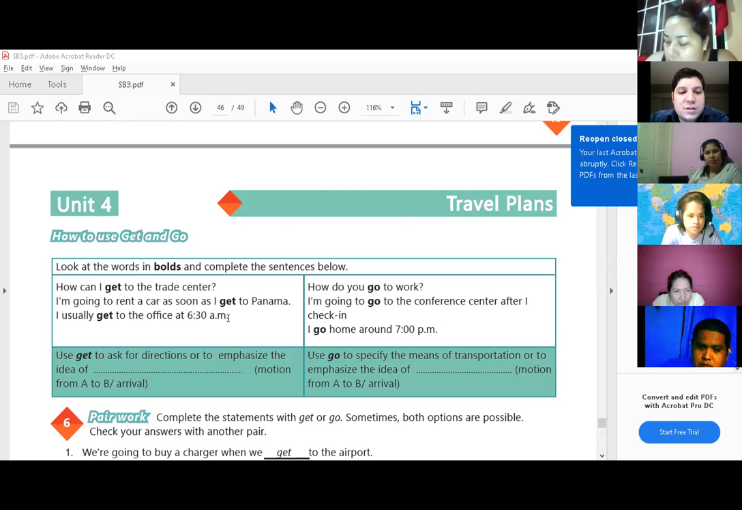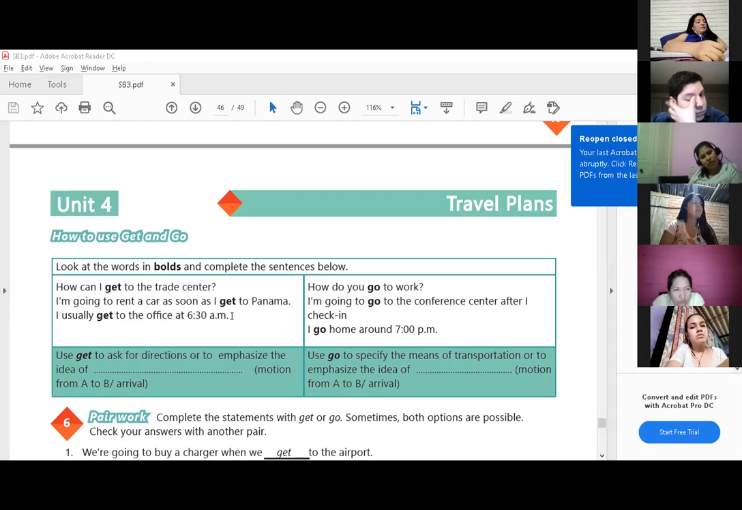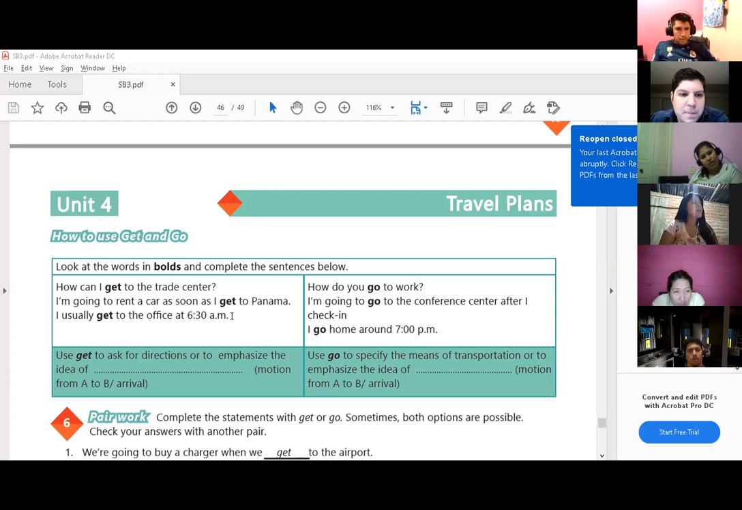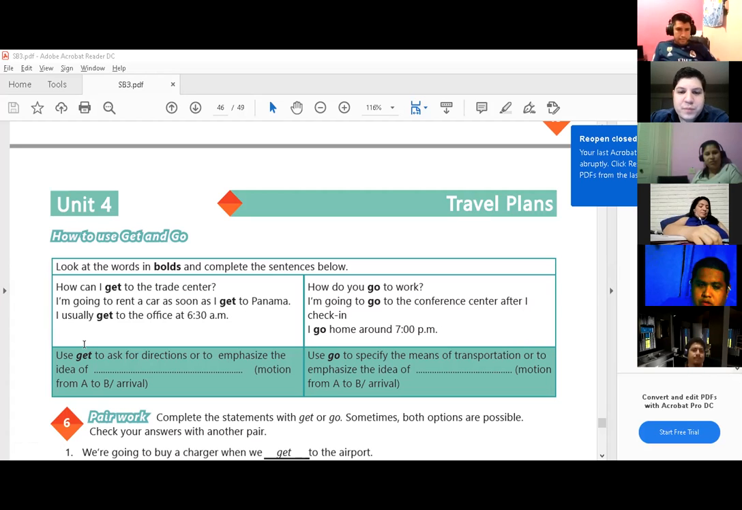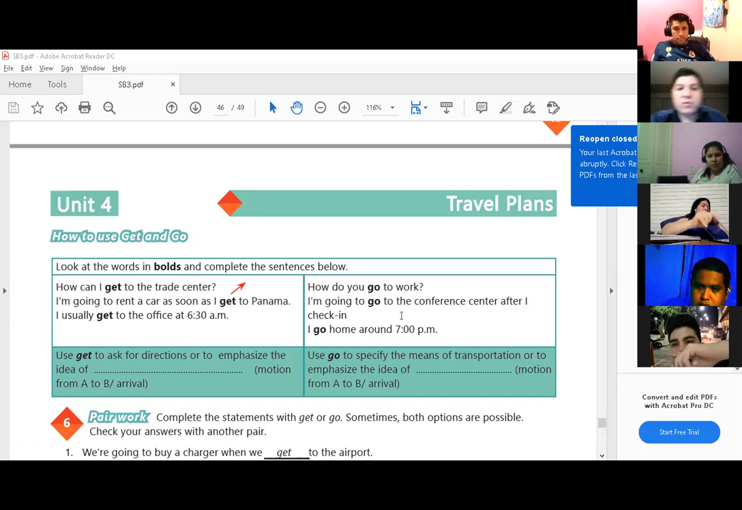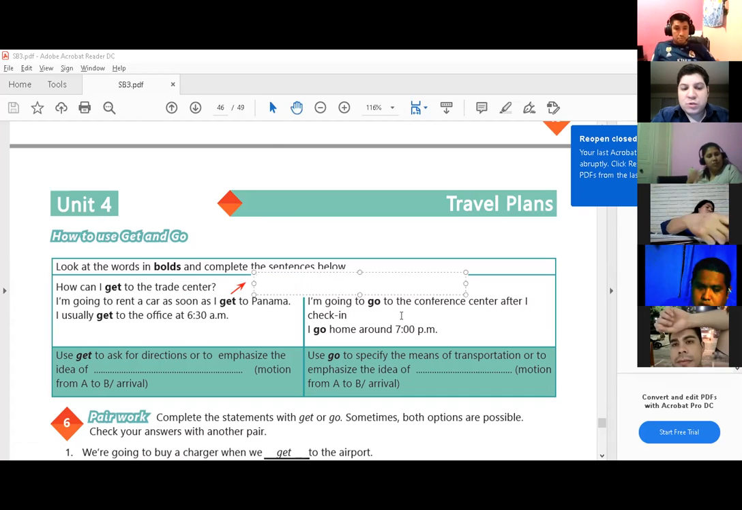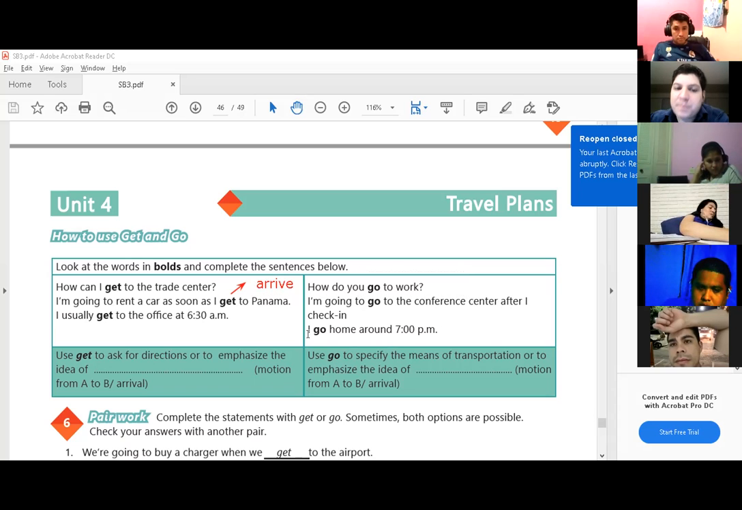I usually get to the office at 6:30 a.m. So in this case, guys, we're going to be using get as a synonym of arriving, okay? We have two options as a synonym of arriving. I'm going to rent a car as soon as I get to Panama is the same as saying, do you know the meaning of arrive? Llegar. So we are going to cover the uses. I'm going to rent a car as soon as we arrive to Panama. It's the same thing in this context.